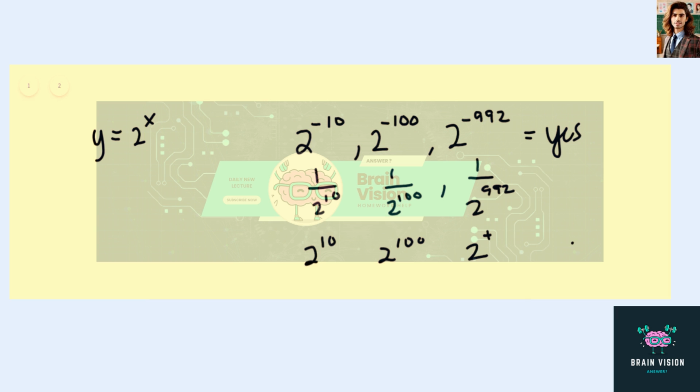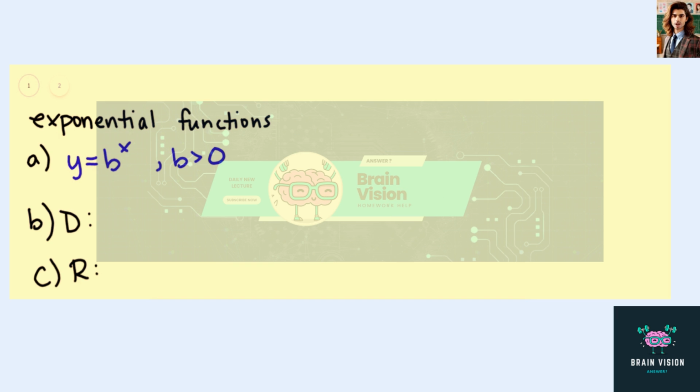And could you have 2 to the 0? Yes, you could. That would just be 1. So any real number can be an exponent on a positive base, like 2 or any other positive base. So that means that the domain is all real numbers. We can write that as negative infinity to infinity.